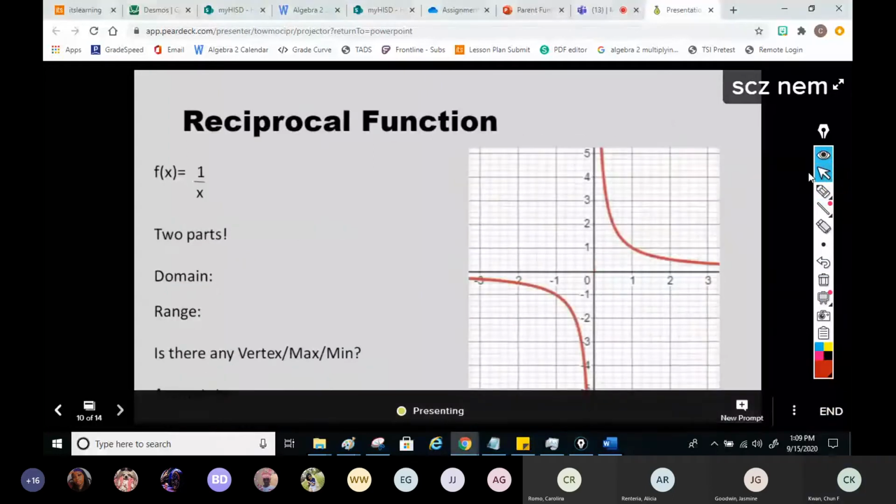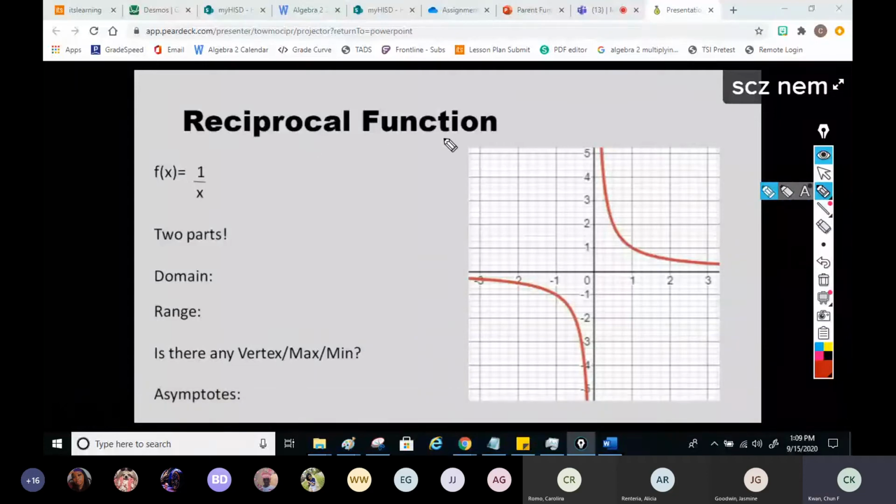Moving on, we have the reciprocal function. The reciprocal function now is going to get a little technical. So the equation is f of x equals 1 divided by x.